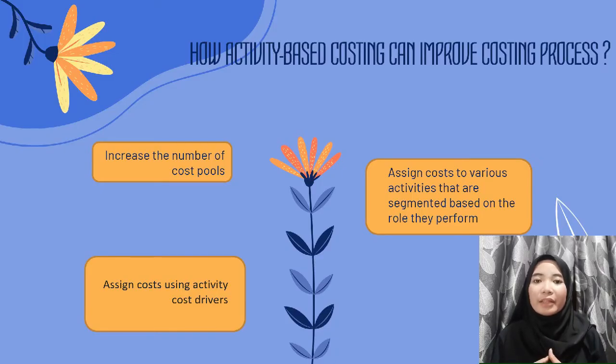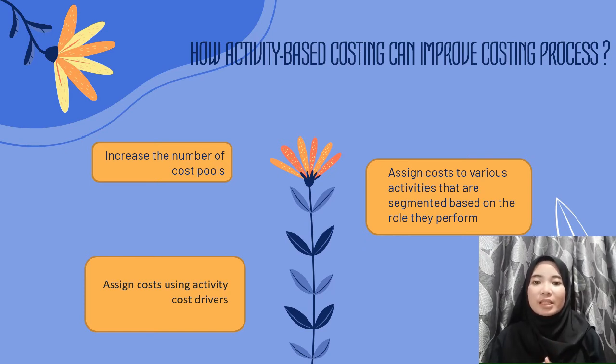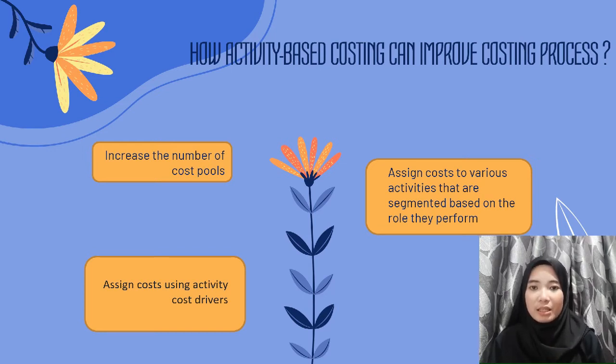Okay, how can activity-based costing improve the costing process in the hospitality industry? Activity-based costing can improve the costing process in the hospitality industry in 3 prominent ways. The first one is increase the number of cost pools. Activity-based costing helps in identifying the activities that are being performed by the organization's resources.